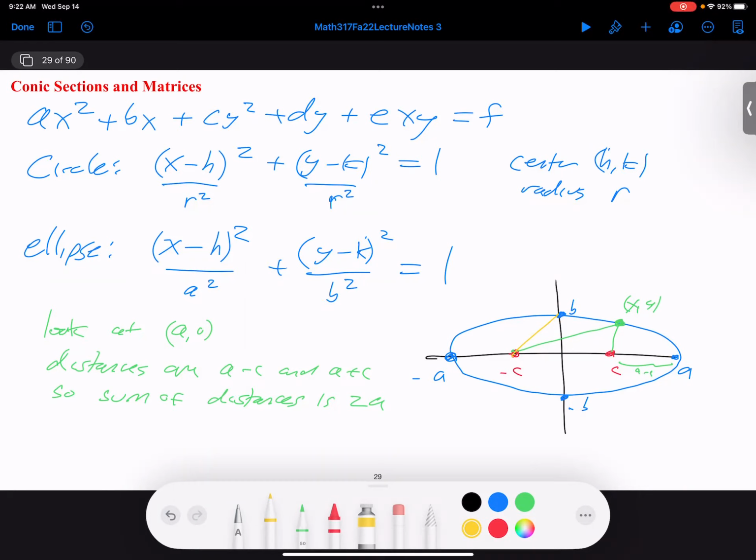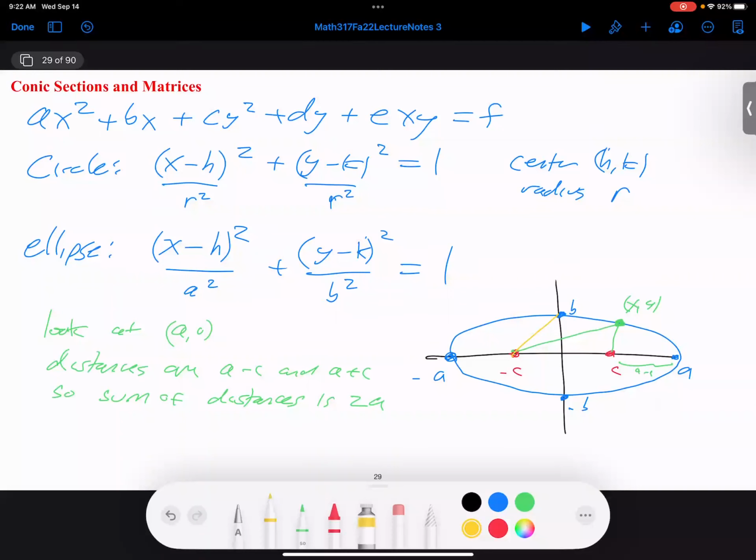So we're using A plus C minus A minus C? No. For an ellipse, the sum of the two distances is constant. A hyperbola is the difference of the distances is constant. The larger distance minus the smaller distance is constant. So for an ellipse, it's all points where the sum of their distances from the two foci is constant.